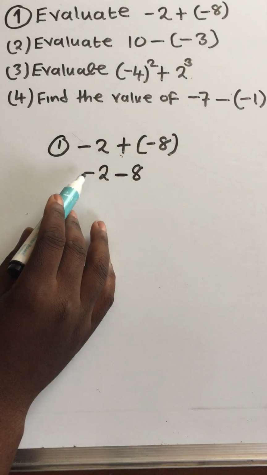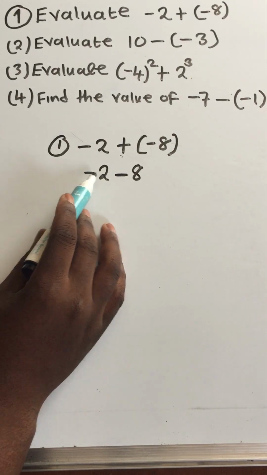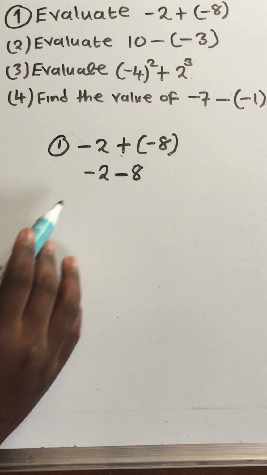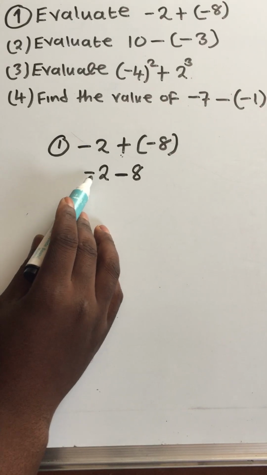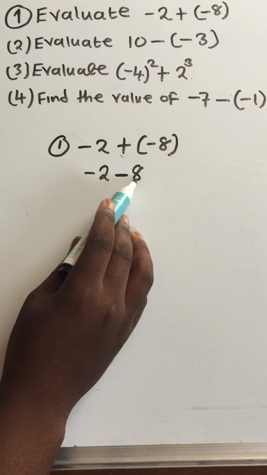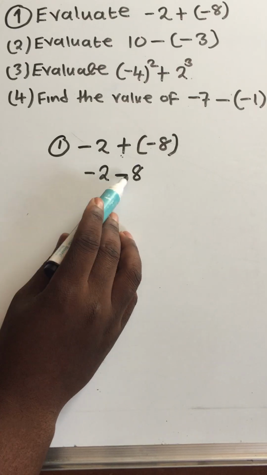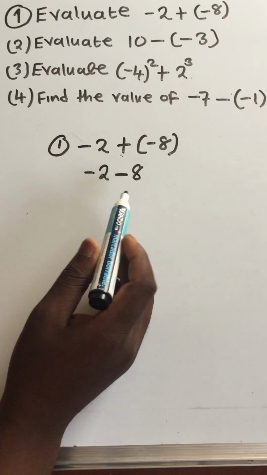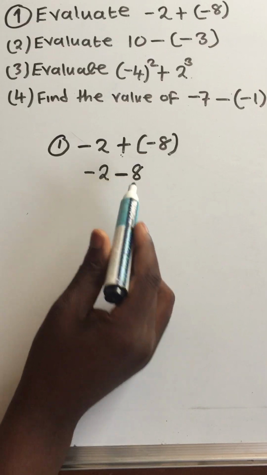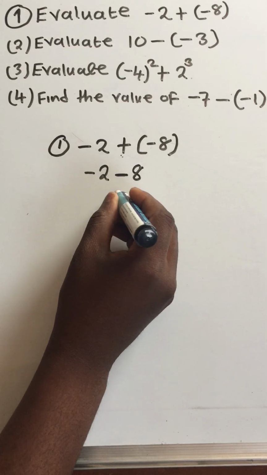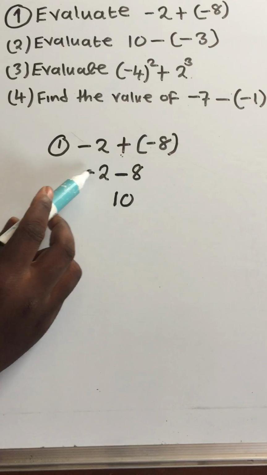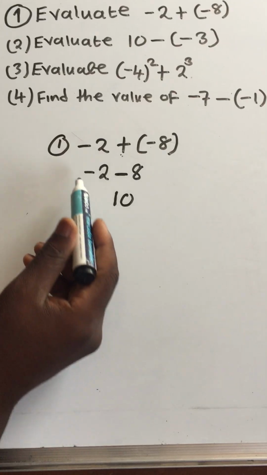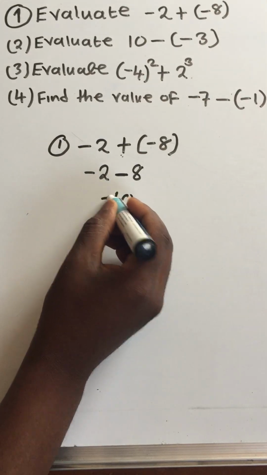Once you see a question like this, there is a -2 and -8. So what do you do? You just add the numbers without wasting your time. Since you observe that it's -2 and this is -8, they are both negatives. Once you observe that they are both negatives, just add the numbers. So you say 2 plus 8, it's 10. Now you come to the sign. Since they are both negative, it means they are going in the same direction. You just maintain the sign, which is -10.